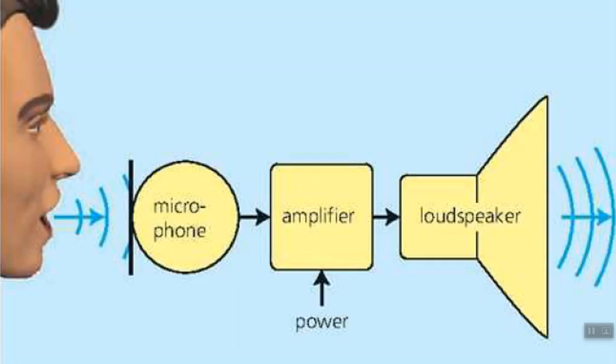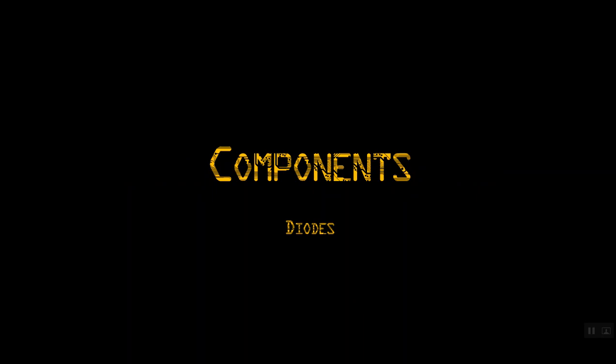So here we're looking at a simple design where our microphone is the input, our amplifier is the processor, and our speaker is the output. Okay, so we've discussed digital and analog also previously. The next part we're going to look at is the component.